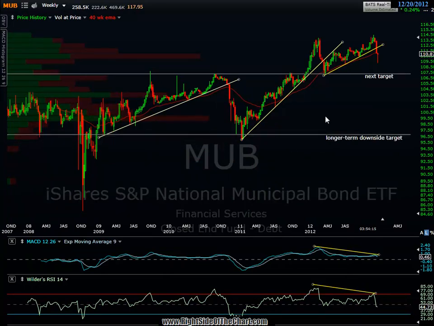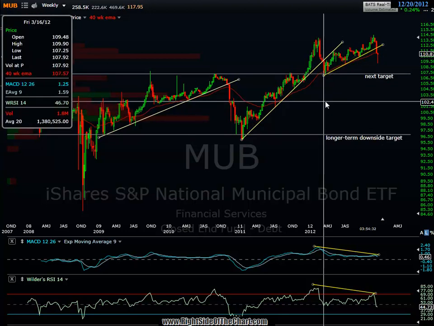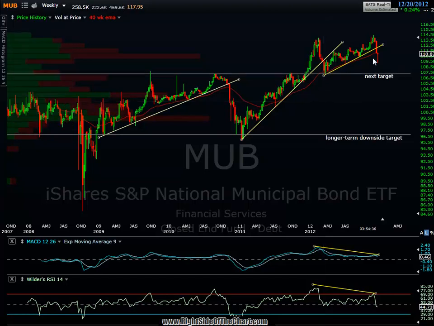MUB, I did post this one recently on the site just in the last day or two. iShares S&P National Municipal Bond ETF. These are trend lines, as you can see, that have broken in the past, and we most recently had this pretty clean uptrend line break that goes all the way back pretty much throughout the beginning of the year. This is March 2012, and you can see that impulsive selling. This is the next target that I have on the downside.